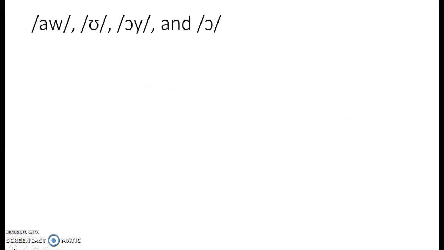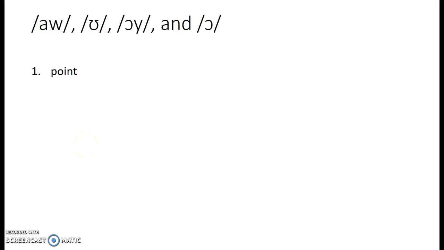Number 1, point. Point. P, oi, n, t. Here it is. Did you get it right? It's oi in a closed syllable. So remember that the consonants N and T act like a door that closes this one syllable word.